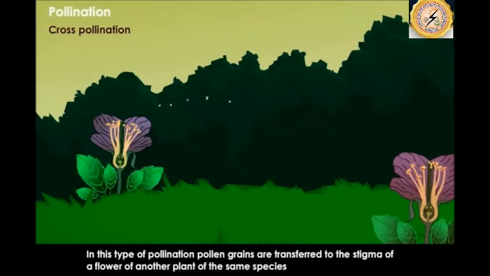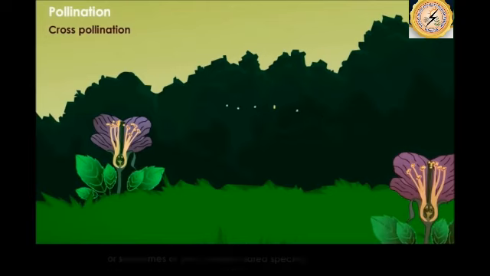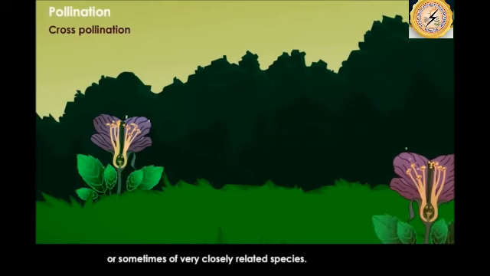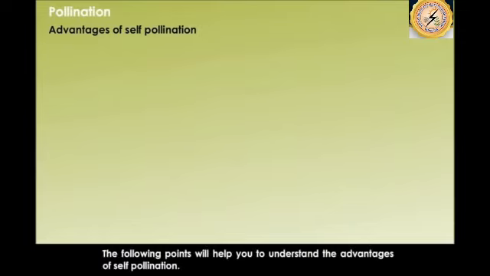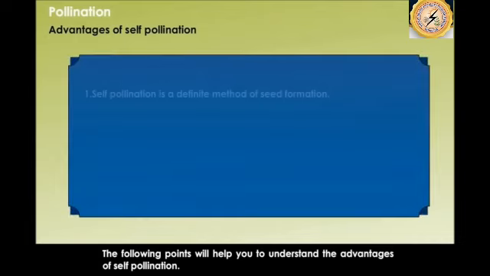While in case of cross pollination, the pollen grains are transferred to the stigma of a flower of another plant of the same species. So in the video you can observe it very well, or sometimes of a very closely related species also. So let us observe the advantages of self-pollination. If self-pollination occurs, then which are the various advantages? So focusing on the advantages of it.